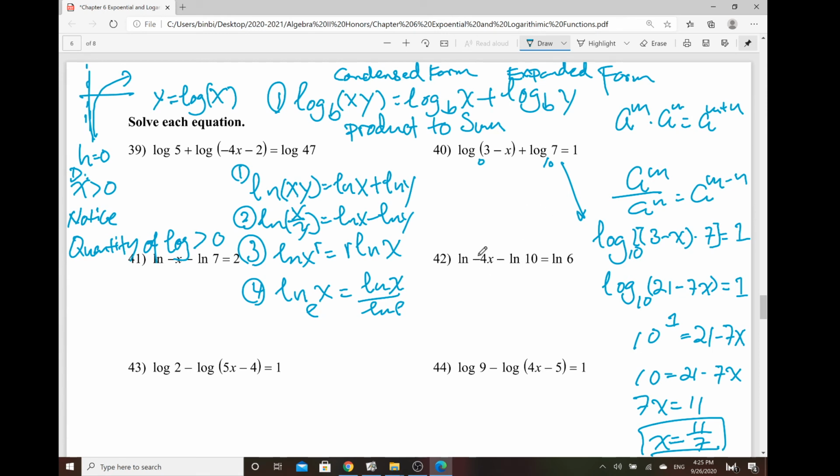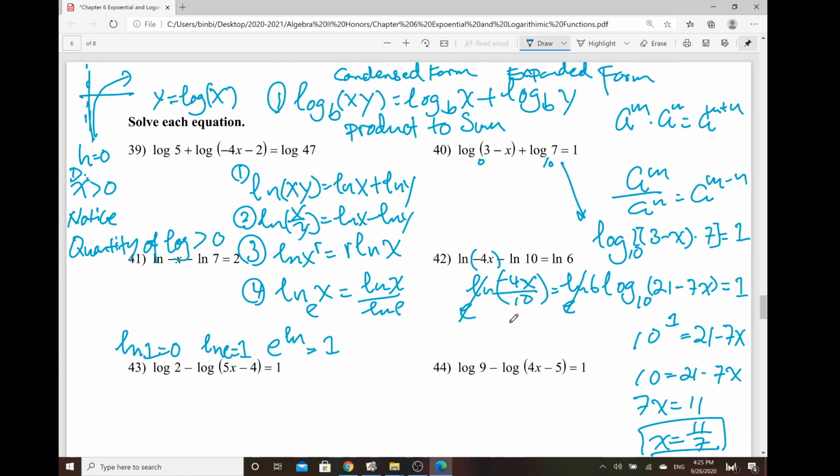So condense it first. So this one is natural log of quantity negative 4x minus natural log of 10. So once you condense it, it's natural log of negative 4x over 10. Difference to quotient. So that equals natural log of 6. And then for the natural log, basically we can just cancel them out, or we can take the base e both sides. So cancel out that e to the power of natural log, because that's always what? 1. Again, those are the basic properties we talk about for the natural log. Natural log of 1 is 0. Natural log of e is 1. E to the power of natural log is also 1.